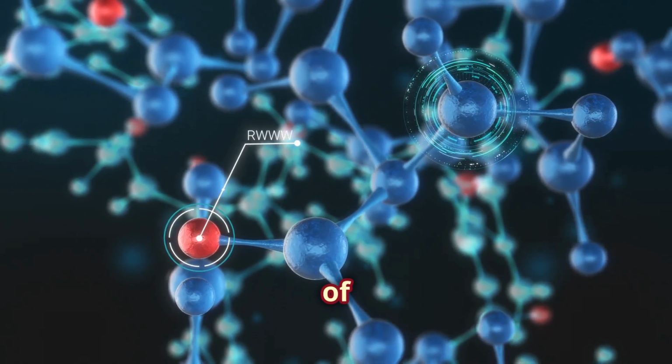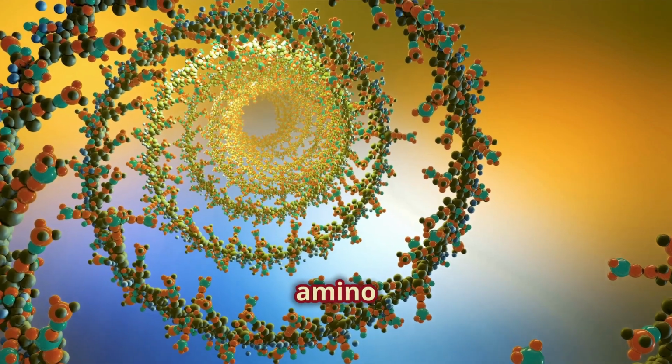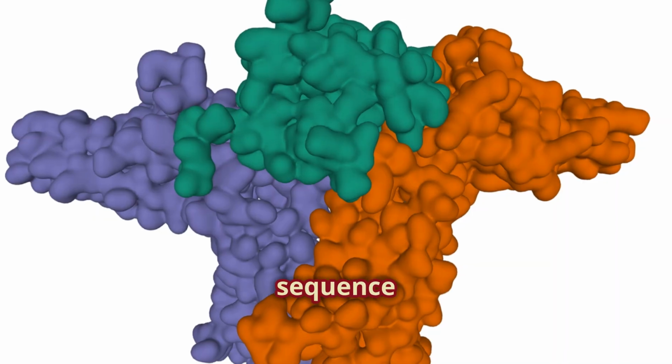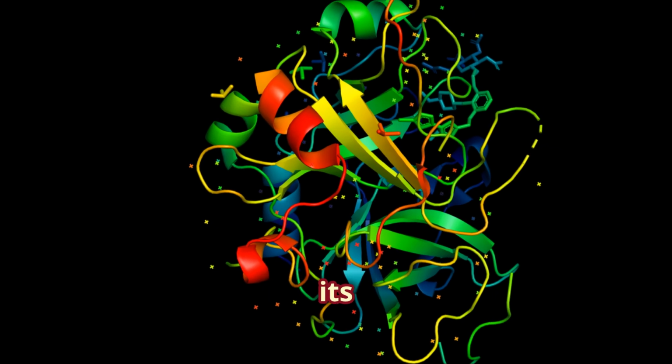Proteins are made up of building blocks called amino acids. There are 20 different types of amino acids, each with a unique chemical structure. The specific sequence of amino acids determines a protein's three-dimensional shape and ultimately its function.